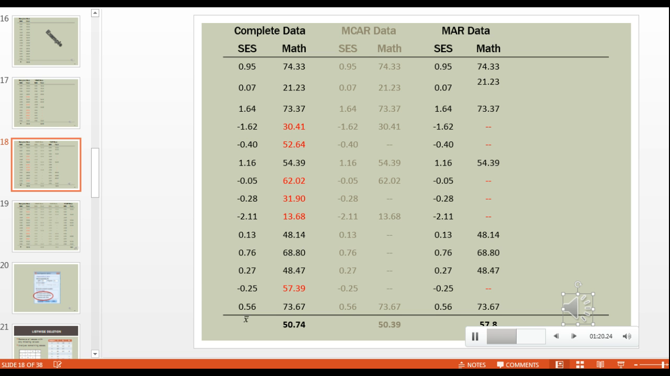And if we use a technique like listwise deletion, which is a technique in which if you have just one variable missing from a participant, one item, one scale, you delete the whole person from the data set. And when you do that and you have a MAR situation going on in your data, missing at random, you will have parameters that will be biased in a certain direction. As you can see here, 57.8 is higher than 50.74.